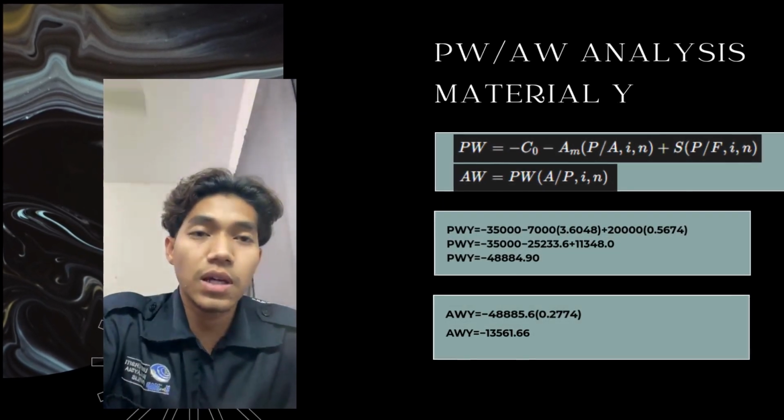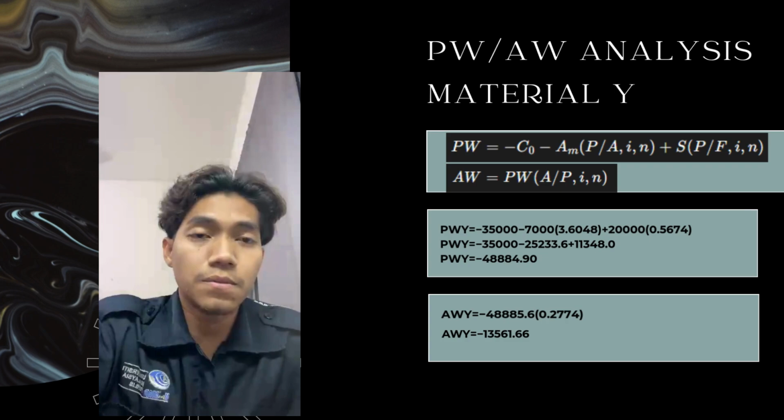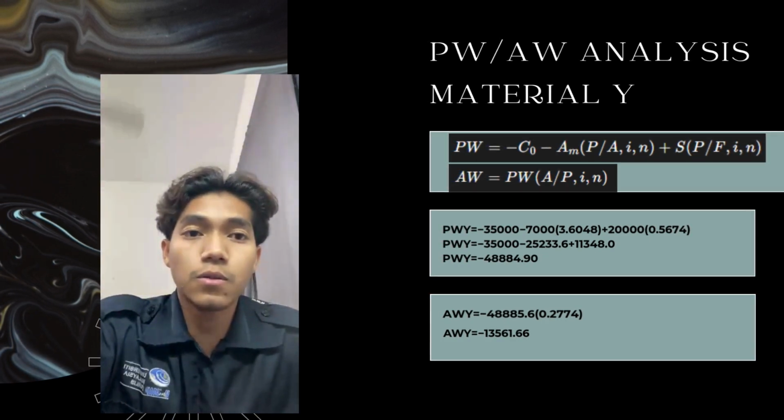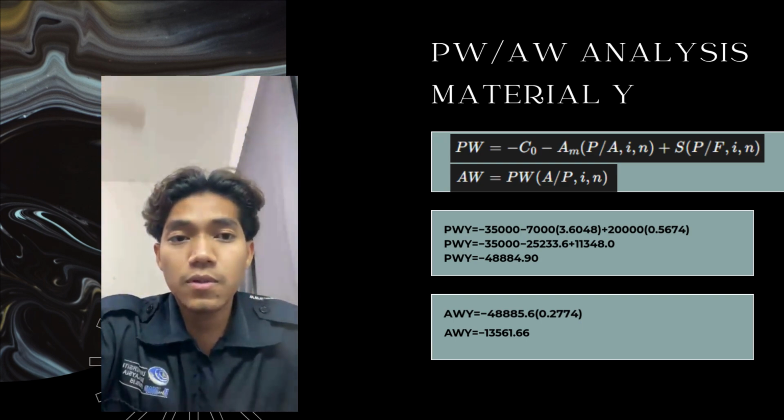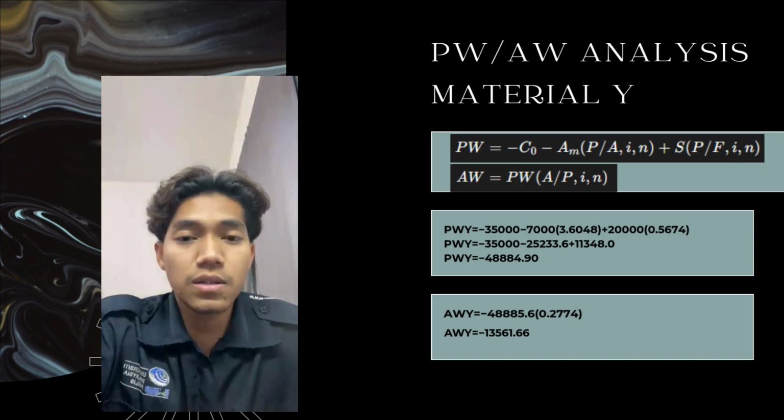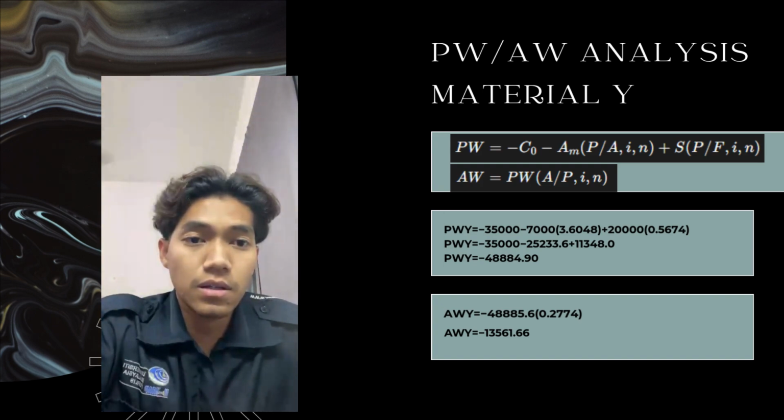Next, we do analysis for present worth and annual worth for material Y. So after the calculation, the present worth for material Y is negative 48,884.90. As for the annual worth for material Y, it gets negative 13,561.66.